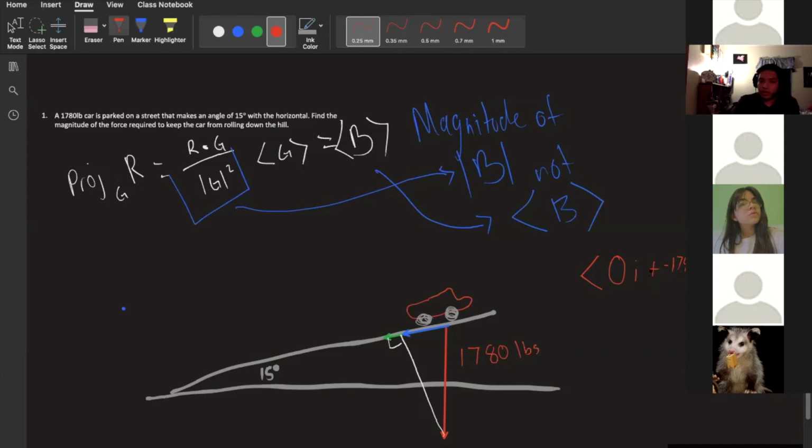So your red vector is going to be 0i minus 1780j. Now the green vector, we can choose whatever we want as its magnitude. What magnitude should we choose for the green vector? 1. Yes, we want to choose a magnitude of 1. So my green vector is going to be a unit vector. That's going to make my life a million times easier.